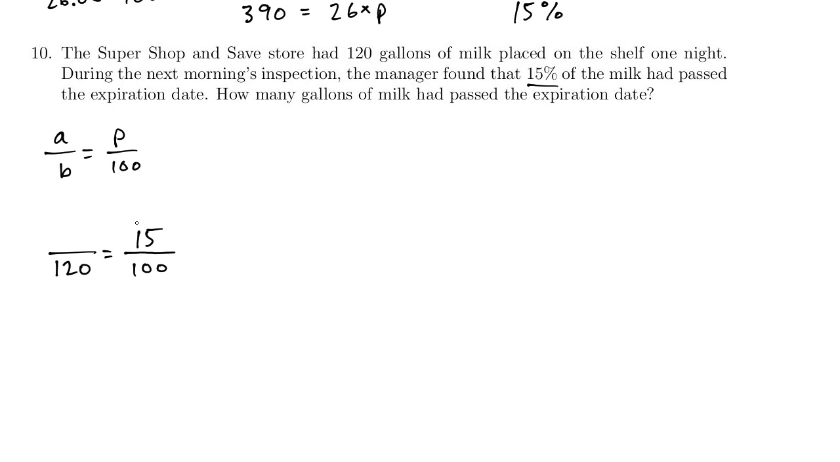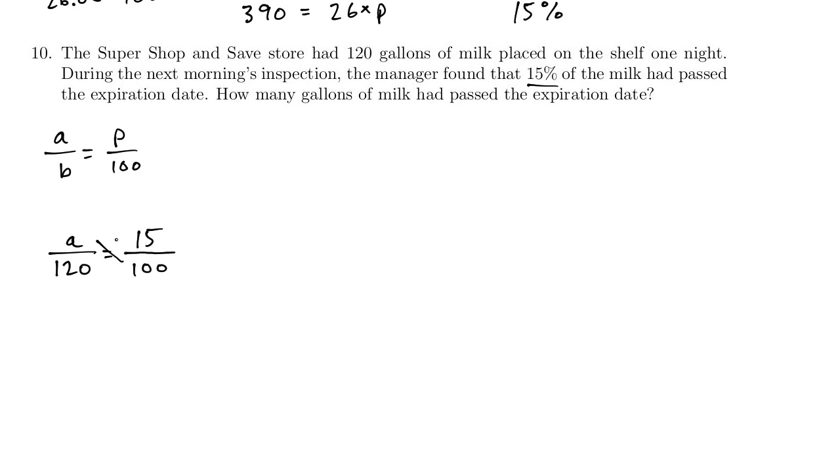And we must be wanting to find the amount. Right, so 15% of 120, that's going to be the amount that had passed the expiration date. So that's the amount. That's what we're trying to find.